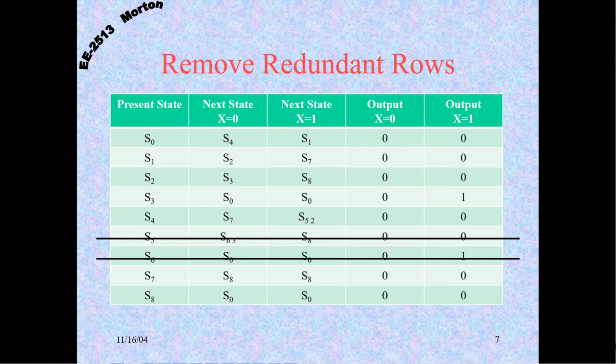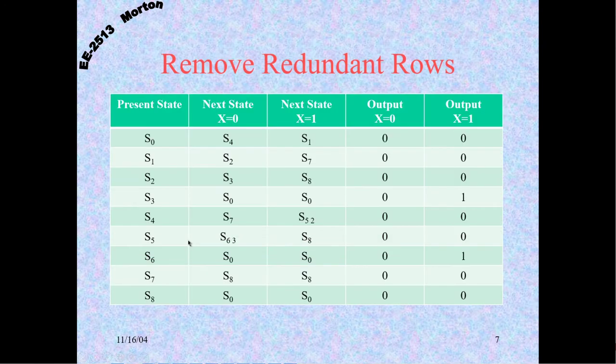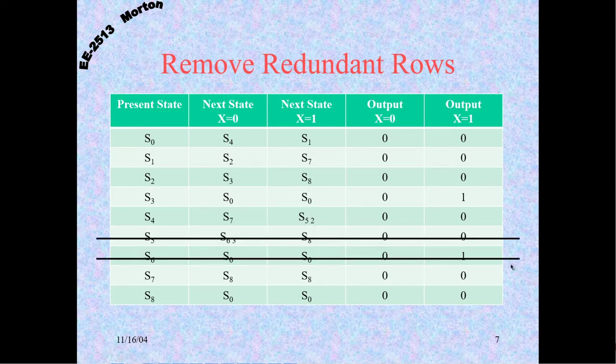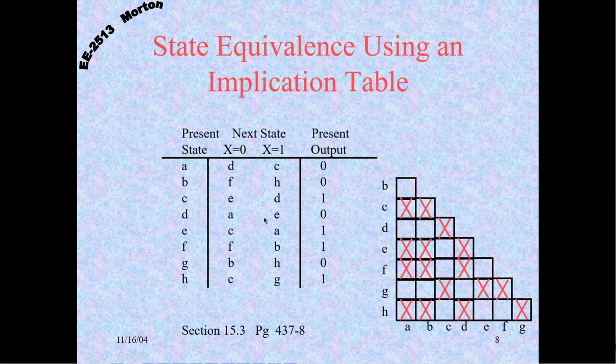So I guess here's what we do first. Sorry. So first we eliminate 6 and 3. So we put 3 in where we have 6. So that changes this one to a 3, and that crosses this one out. And then we can cross this one out because now we have S5 and S2 are the same. 3 and 8 and 0, 0. So then we cross out 5, and wherever we have 5, we put in 2. So we can eliminate those two states, and now we have, instead of 9, we only have 7. All right, and that's what we did in the other problem. We just did it by inspection.